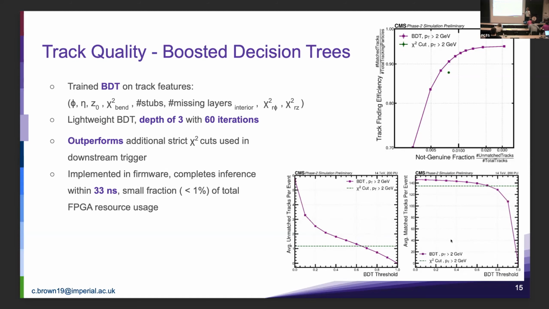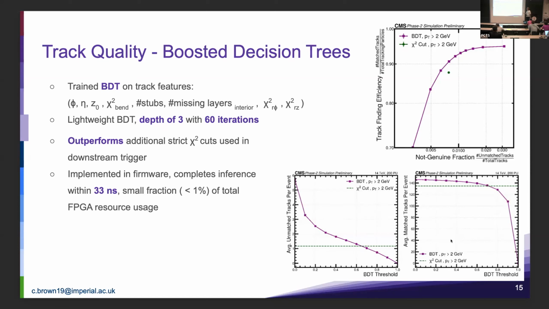Anyone in BDTs will know that a depth of 3 with 60 iterations is tiny, but we do see very good performance with it. Just looking at this plot here, in green is our nominal chi-square cuts that I showed before, but in purple is our BDT, and you can see that we outperform the chi-square cuts across the threshold range of the BDT. We're able to maintain a high track finding efficiency with a low fake rate, which is really good.